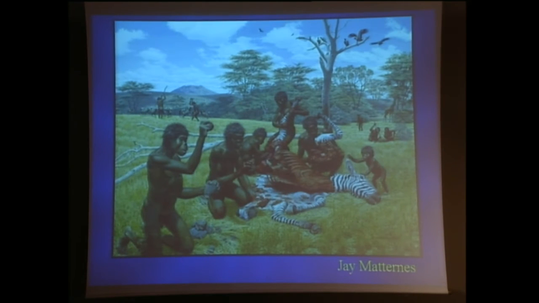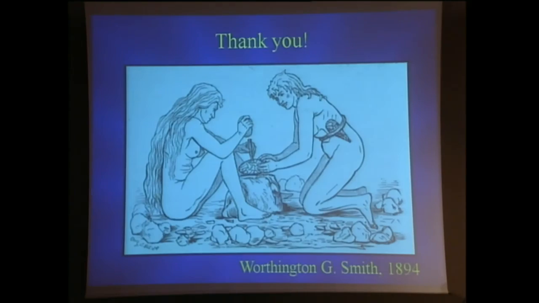Just to end with, this is a painting by Jay Matternes showing an Oldowan group cutting up a carcass. This is based on a scenario that Kathy and I wrote. It's exactly the way we described it, except we had a wildebeest. He changed it to a zebra to make it immediately African when you look at it. But I think it's a very cool painting. Thank you.